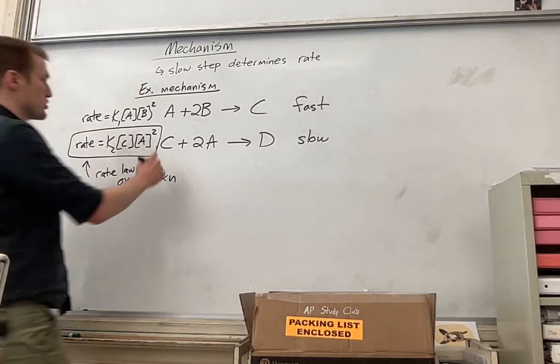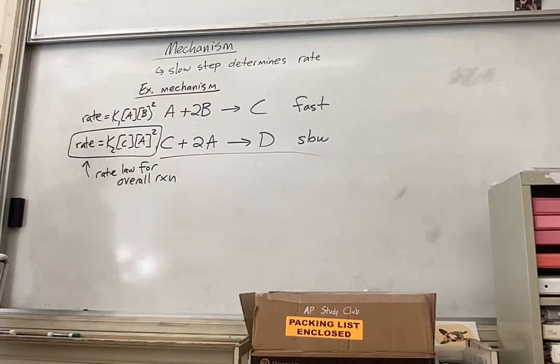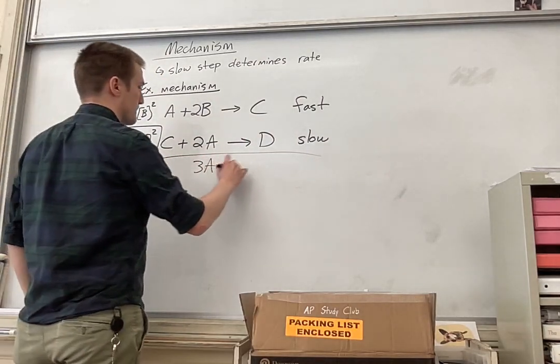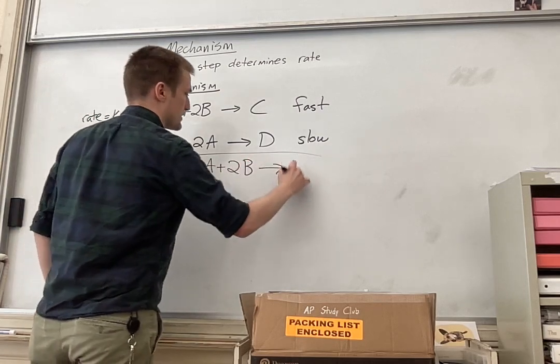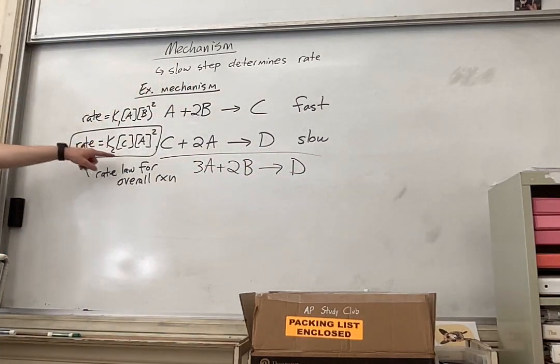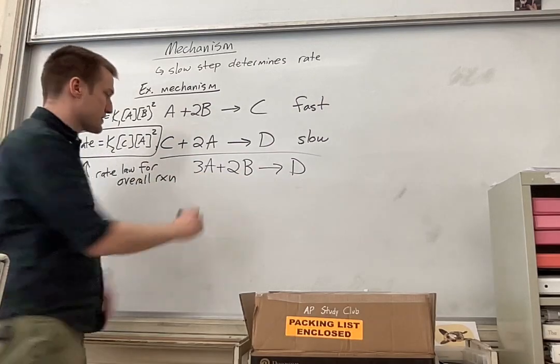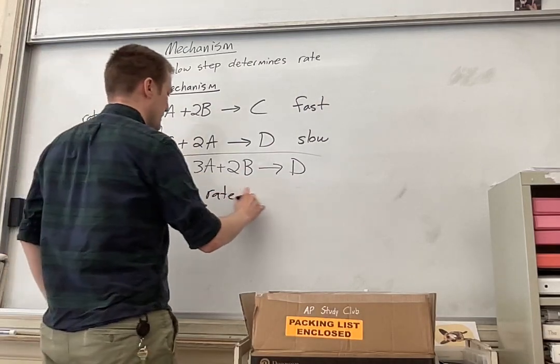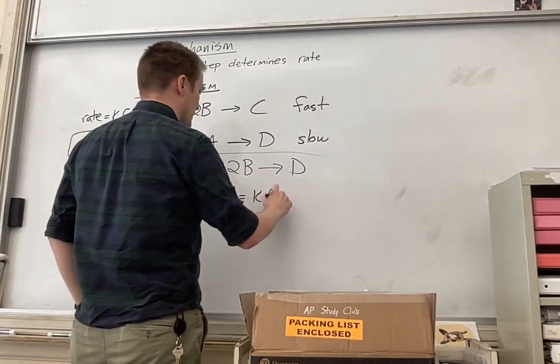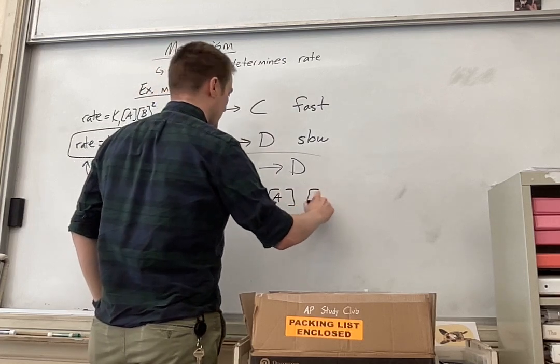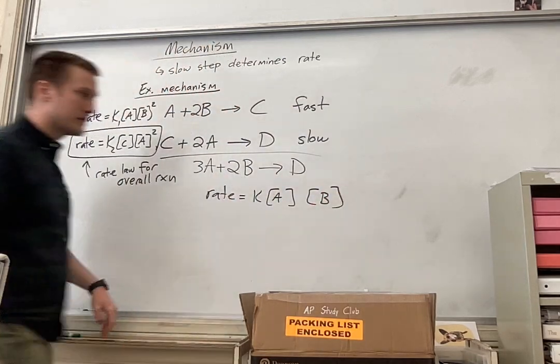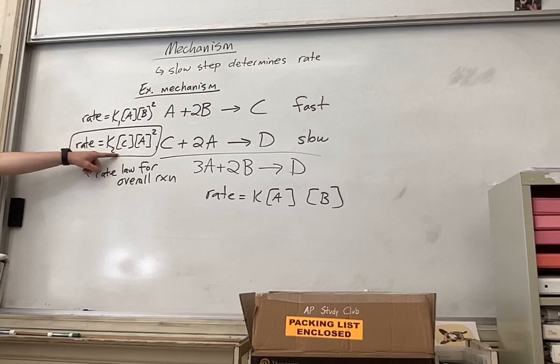Okay, something else to point out. What is my overall reaction? 3A plus 2B goes to D. Yes. Notice that if I want to write the rate law for this, it should be some kind of k overall, some power of A, some power of B. And here I have it depending on C.